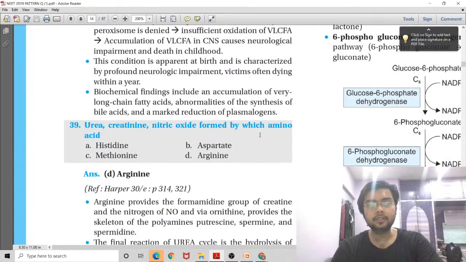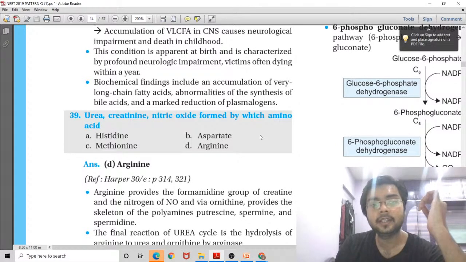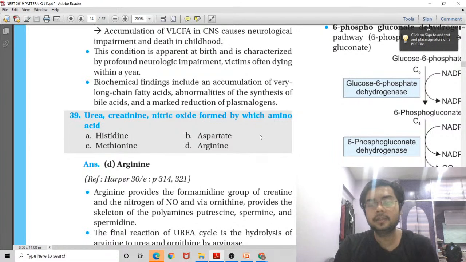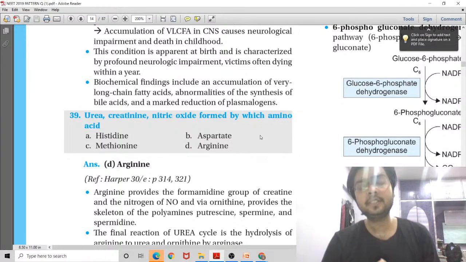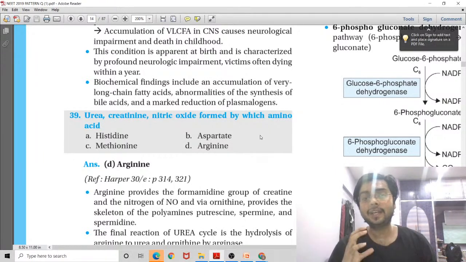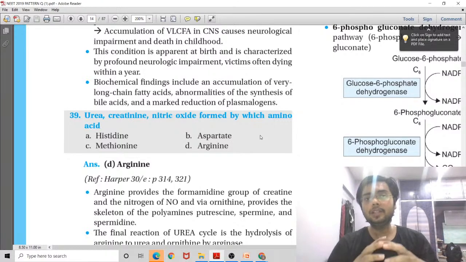Then we'll move to another question that is from amino acids: urea, creatinine, nitric oxide are formed by which amino acid? Amino acids are another important topic with regard to biochemistry, and in biochemistry you need not go into too much depth. The only thing you need to do is at least revise the important cycles, the enzyme deficiency syndromes and the inborn errors of metabolism. So you can summarize your biochemistry and keep on revising the important things, because most of your questions will be from only them.